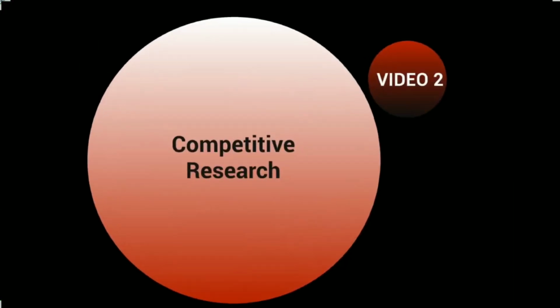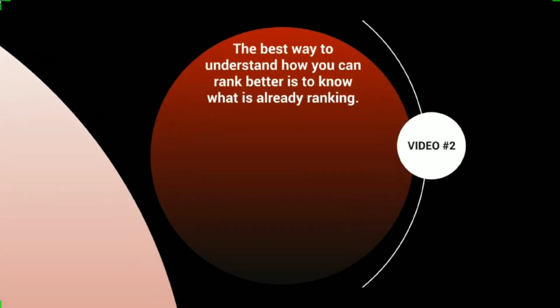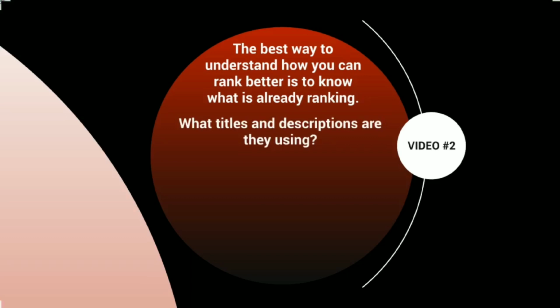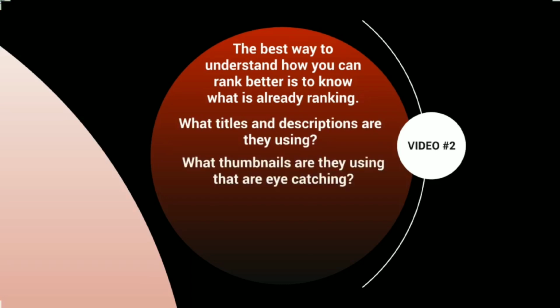So let's talk about competitive research. The best way to understand how you can rank better is to know what is already ranking in your niche or your market. So what we want to do here is analyze the videos that are on top. I want you to specifically look at what titles and descriptions they are using, what eye-catching thumbnails they are using, and what the user experience is like when you click through those videos.